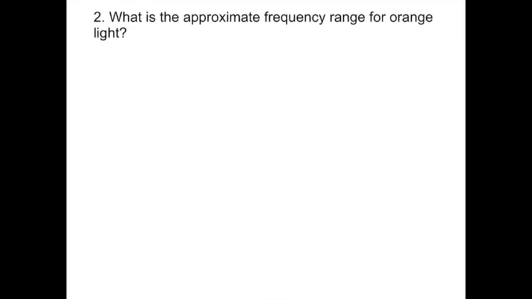Number 2, what is the approximate frequency range for orange light? So I'm going to start off with some known values that you can look up in your textbook if you need to for future equations. The values I'm going to plug in are the wavelength range for orange light. And it's just known that this is a range of 6 times 10 to the negative 7th meters up to 6.25 times 10 to the negative 7th meters. So now that we know these wavelengths, I'll call this lambda, we're ready to solve for the frequency range.